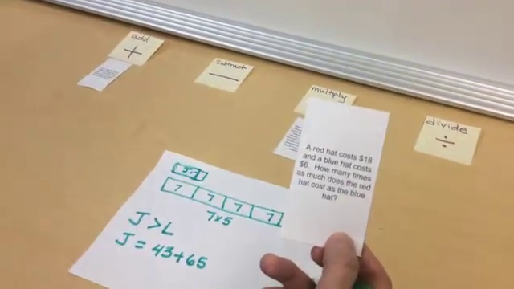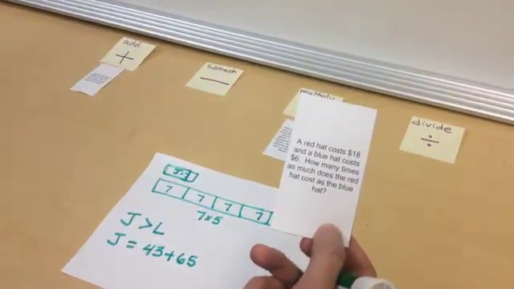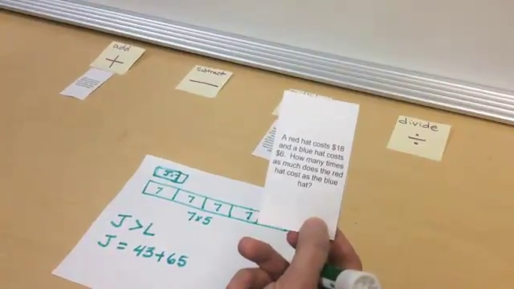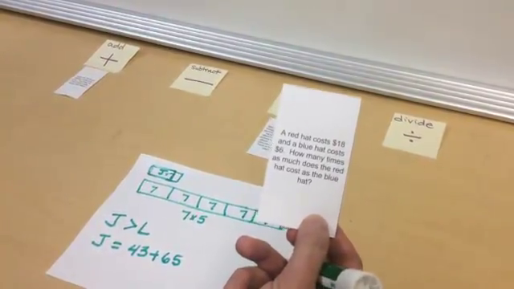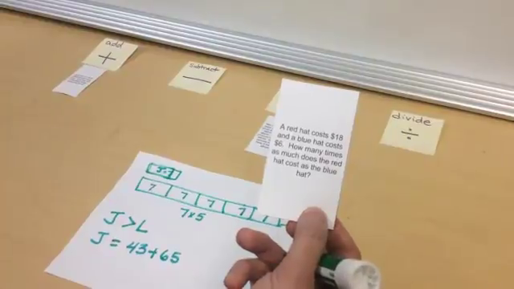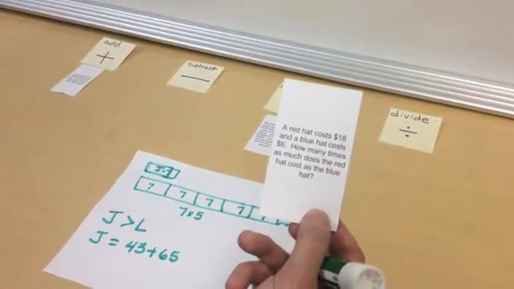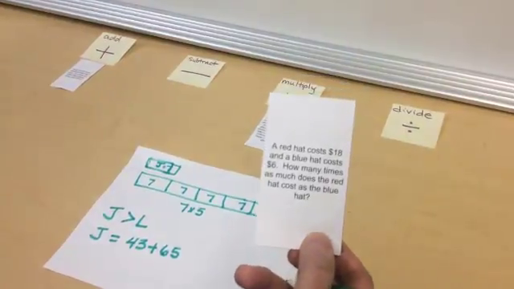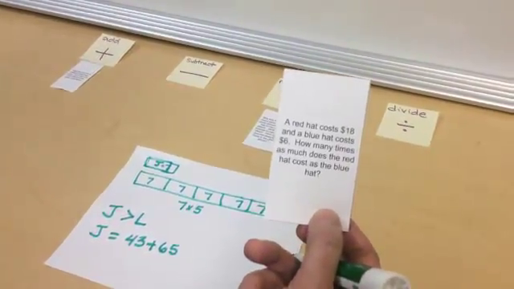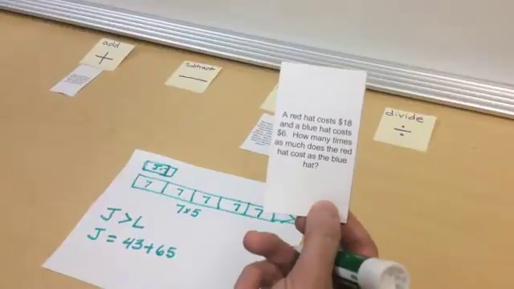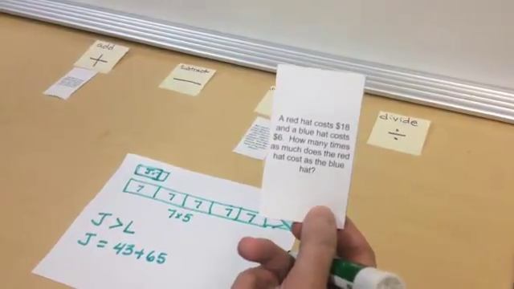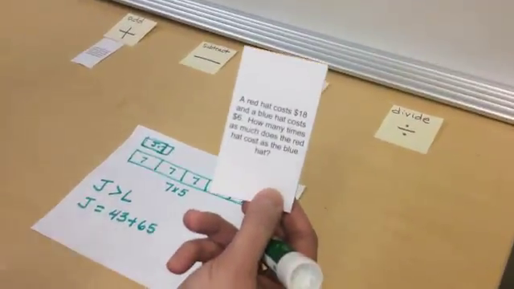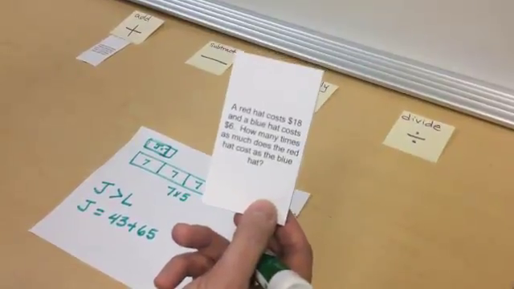This next problem has a red hat costs $18 and a blue hat costs $6. How many times as much does the red hat cost as the blue hat? On some of these problems, you might have students in a debate because some child might see it as 18 divided by the $6 to just have that math fact where they know 6 times 3 is 18.